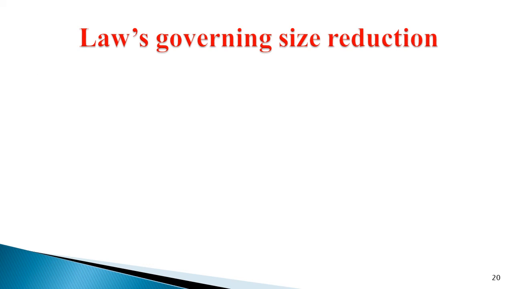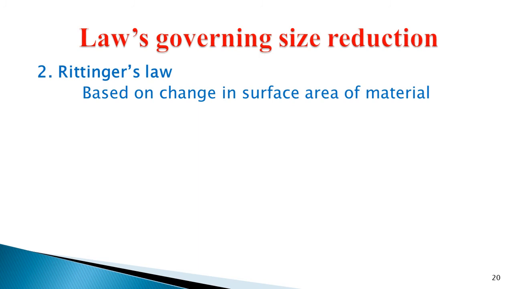Next, Rittinger's law. It is based on change in surface area of material. Definitely, initially the surface area will be less, and after size reduction, the surface area will be more. So according to Rittinger's law, energy required for size reduction is directly proportional to the new surface area produced.